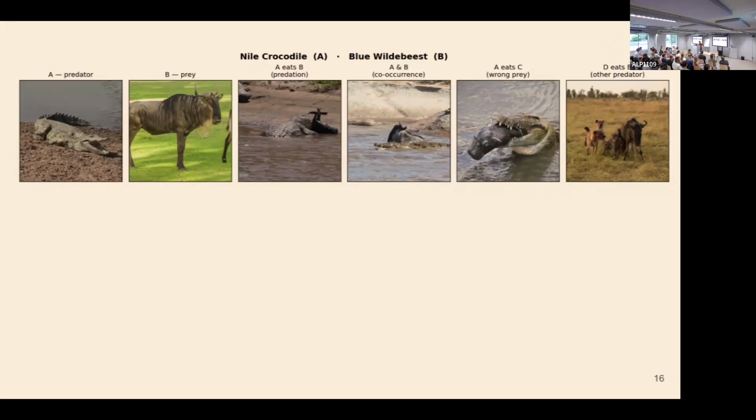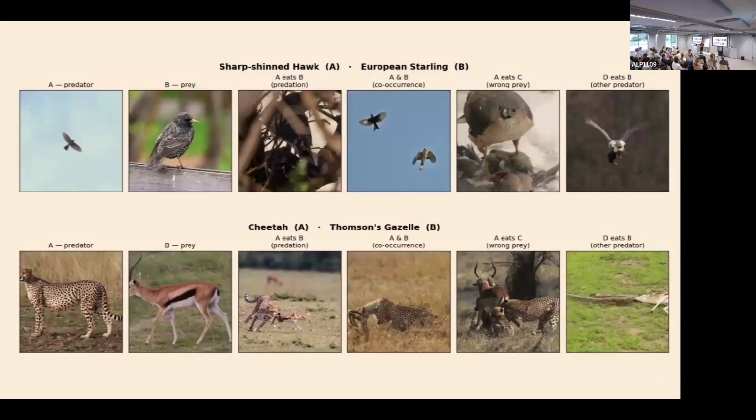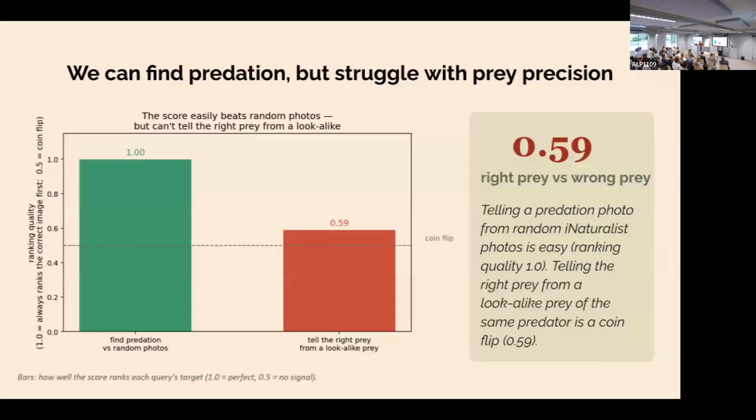Okay, so other examples, right? Lion and plains zebra, or sharp-shinned hawk and European starling, or cheetah and Thomson's gazelle. So we have these hand-curated examples of the actual thing we want to find, and then a bunch of hard negatives.